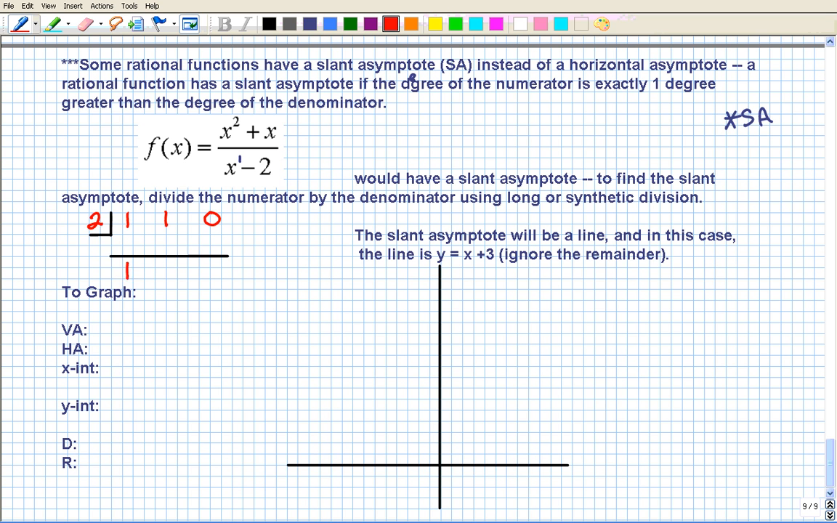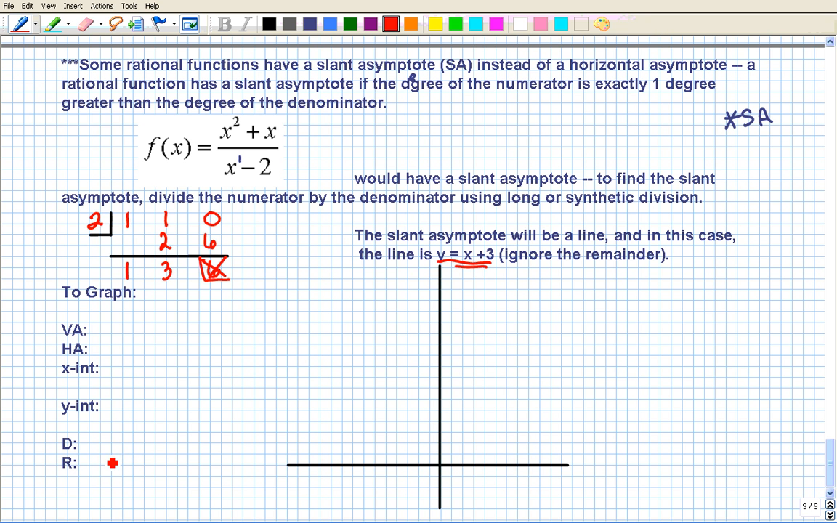So you bring down the first term, multiply it by 2, and then add. 3 times 2 is 6, and then add. Get 6. So whenever you're doing synthetic division for these rational functions, you get to ignore the remainder. And you only look at this first part. So this is x to the first power, x to the 0 power. So we have y equals x plus 3. That's 1x plus 3.